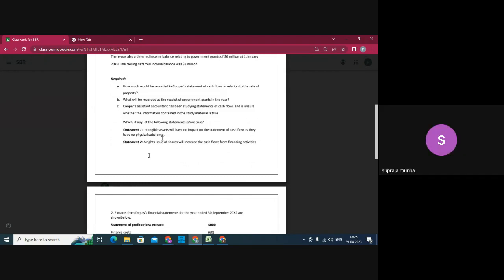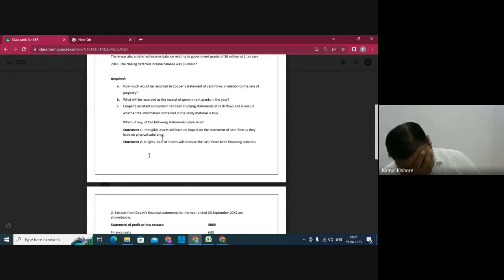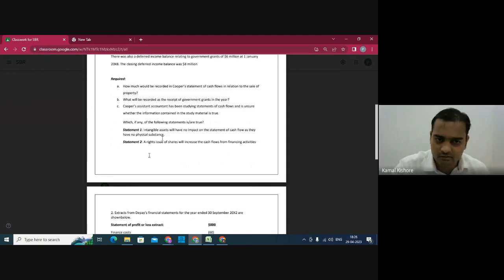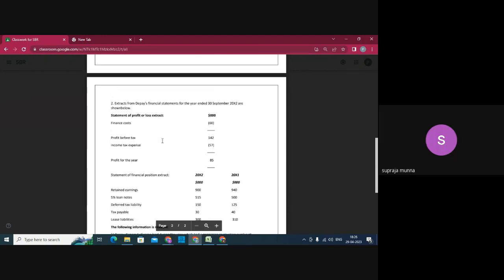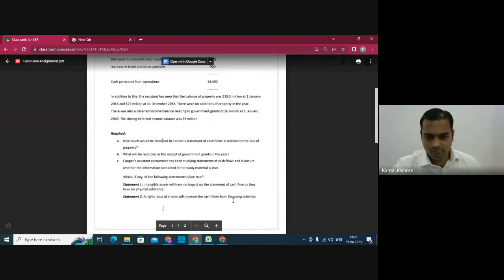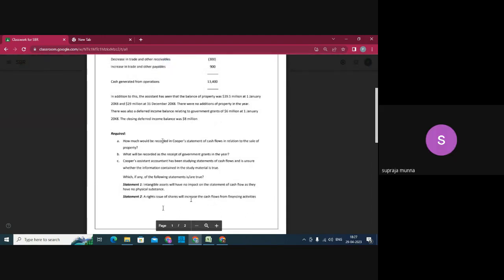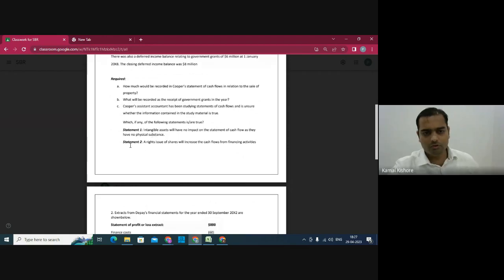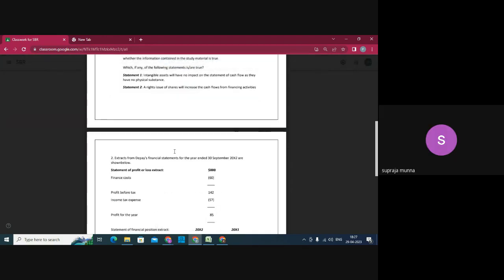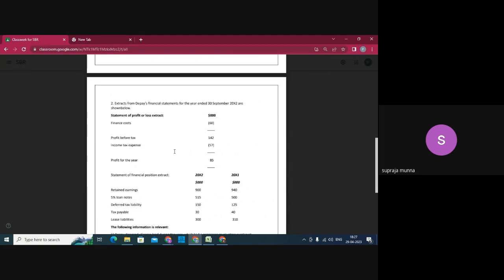Are we getting it? Statement 2 is correct. You're raising capital, correct? So, financing activities. So it will increase the cash flow, because you're issuing shares, right? Money is coming. Okay, so this is false, this is true.